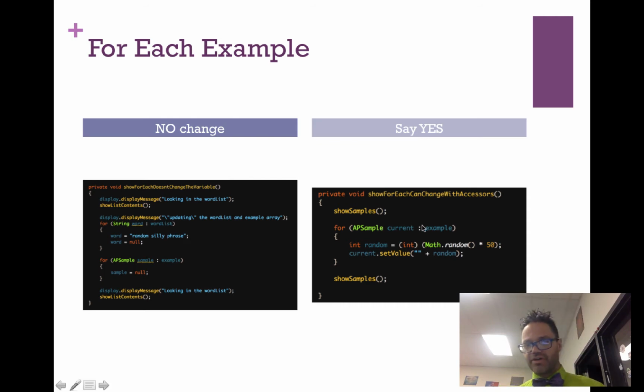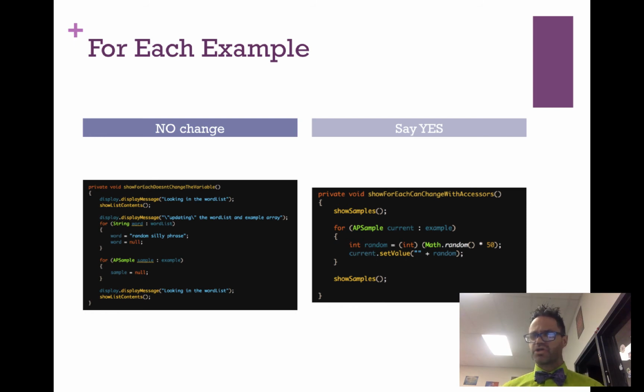However, if I go over here to the other side and I show I can change it with an accessor, for APSample current : example, I go and access internal state by using the setValue method on my APSample object called current. And every time I do that, I actually make those changes happen because I'm accessing internal state by using a dot operator. And so again, when we do this, we want to make sure we use the idea that the dot operator goes inside. We can make changes to state. However, the assignment operator on methods or inside loops doesn't make anything on there.